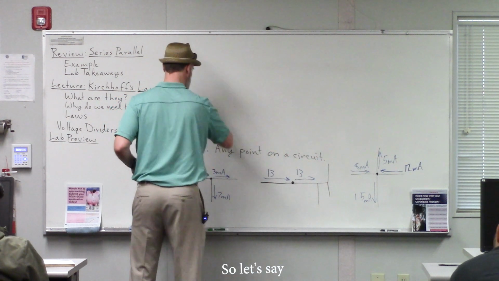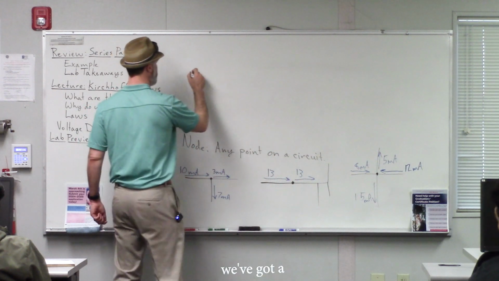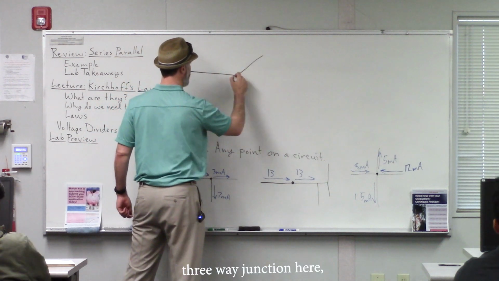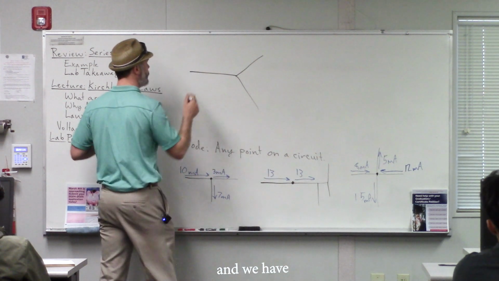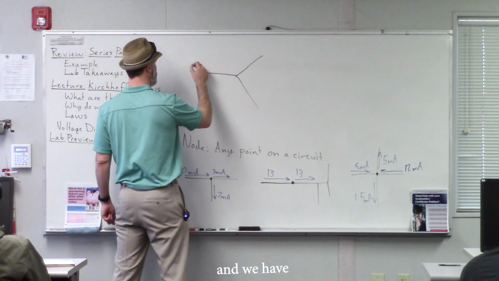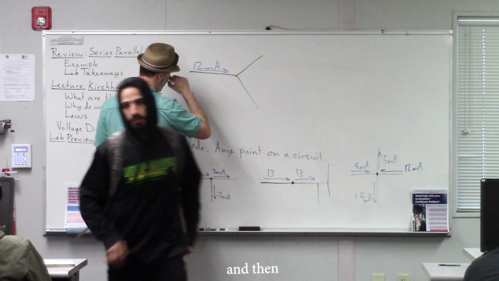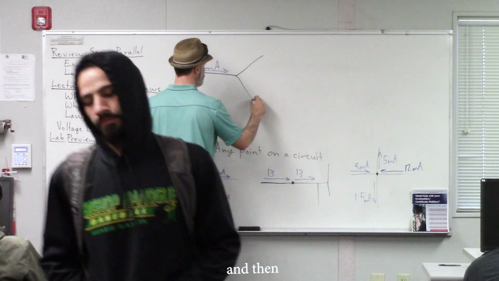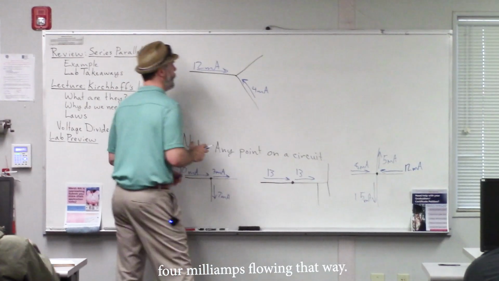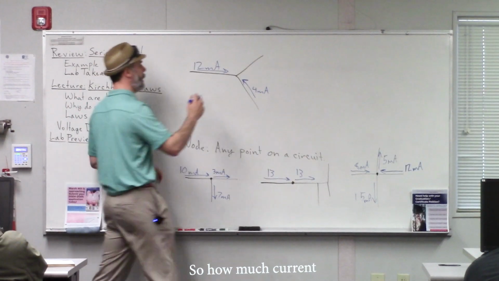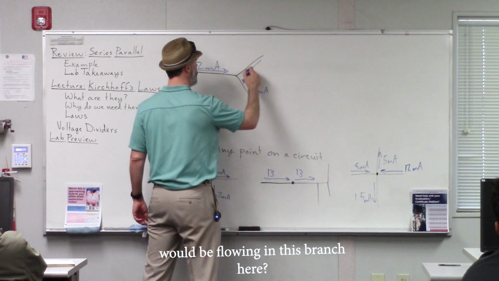So let's say we've got a three-way junction here, and we have 12 milliamps flowing that way, and then 4 milliamps flowing that way. So how much current would be flowing in this branch here?